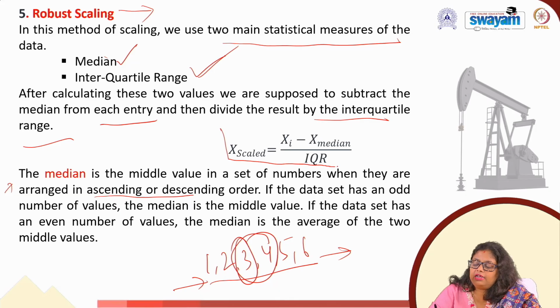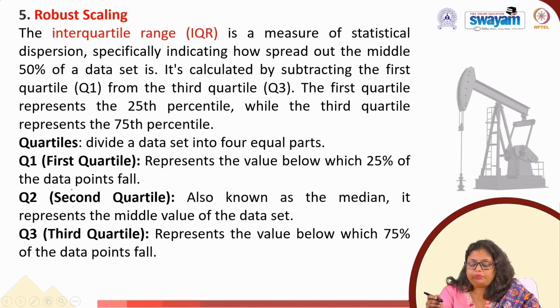So this is how the scaled data would look. How are we going to scale the data? Xi is the data which I want to scale, so (Xi minus X median) by IQR. The median we know, and IQR is nothing but the interquartile range. So how do we calculate that? IQR is calculated as Q3 minus Q1. Okay, so what is this?